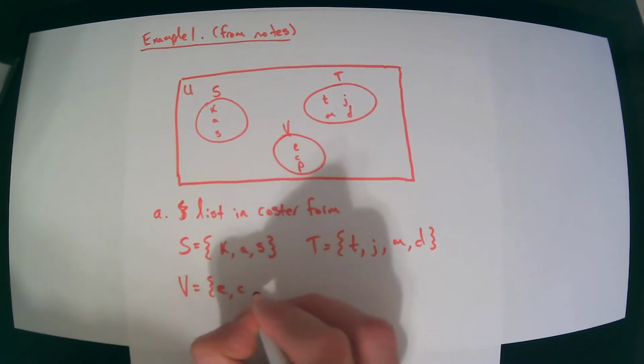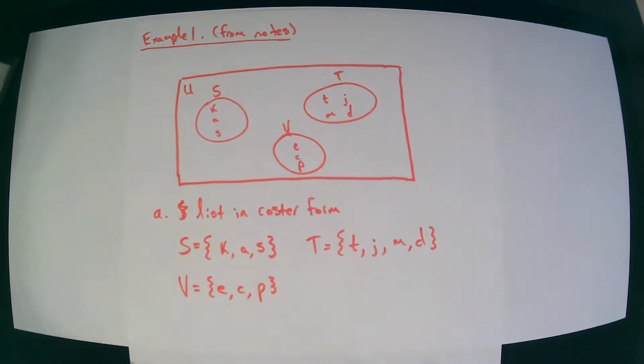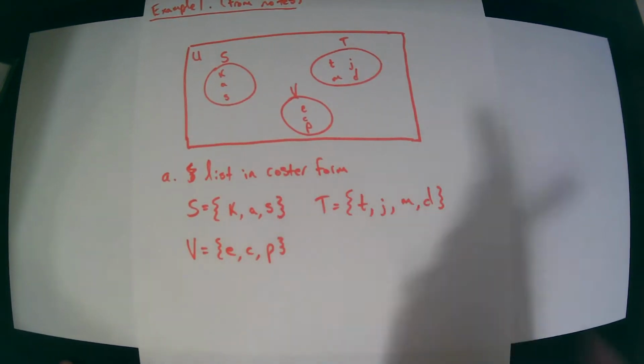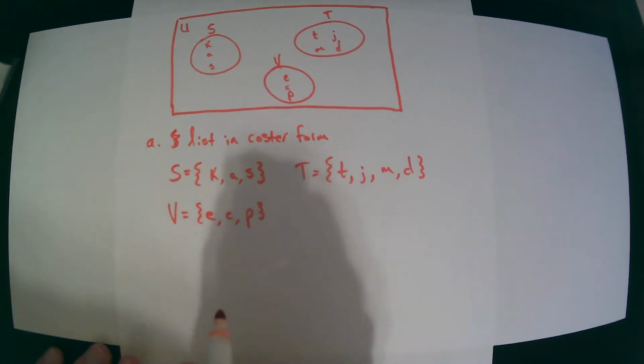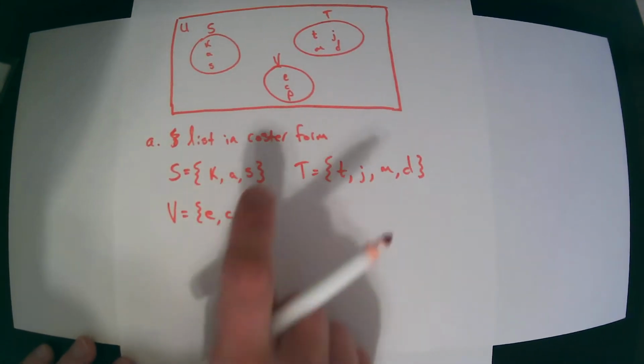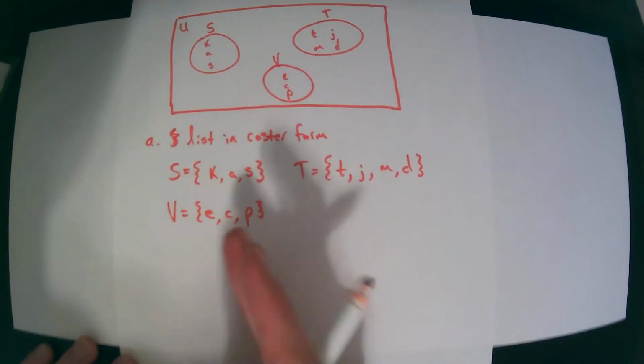So this is just a little review of last section, right? Roster notation, or roster form, or roster method, whatever you want to call it. The point is it's roster, right? It means like a roster, like you're listing things out.